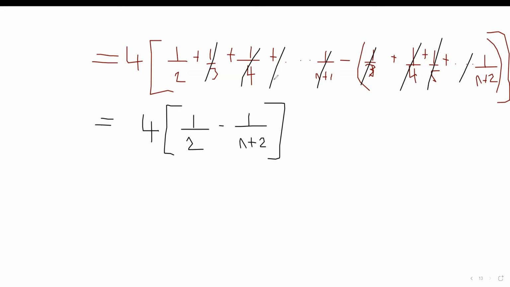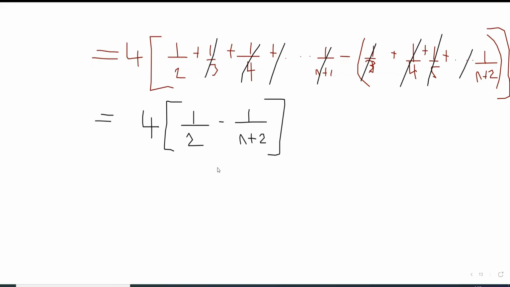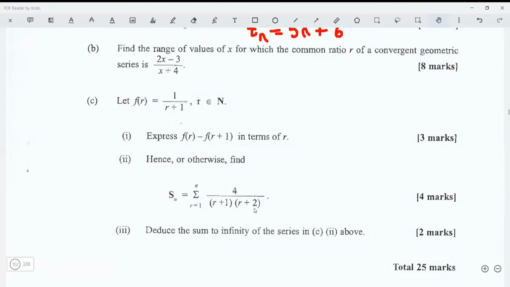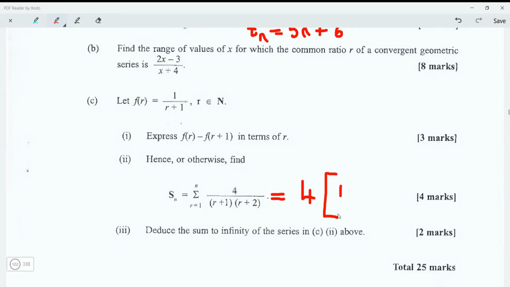So guys, this is what this works out to be. You can leave it like this. They didn't say we need to simplify it. They didn't say to prove. Anytime they don't say prove, you can leave it just as that. So to find the sum, I don't want to simplify it any further. I just write it as 4 times a half minus 1 over n plus 2.